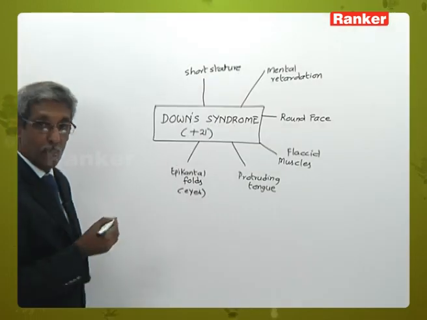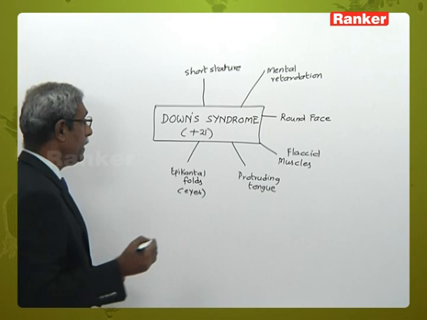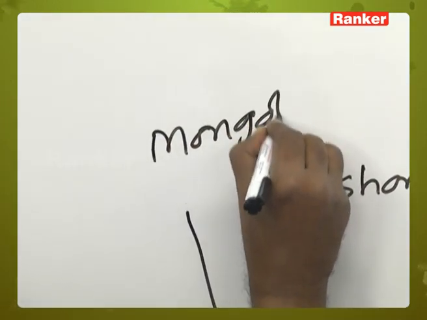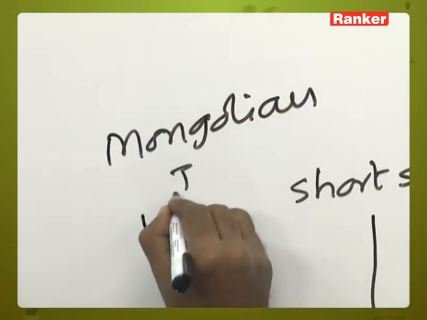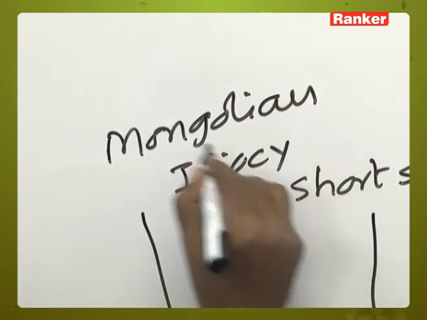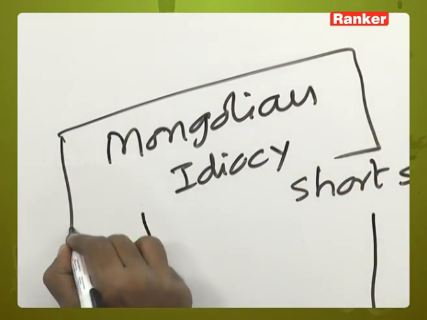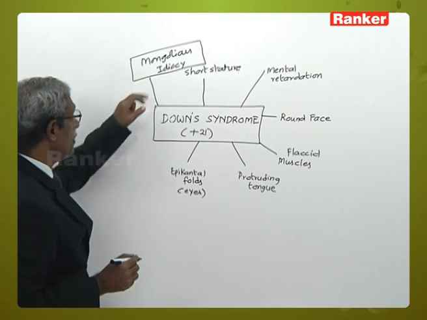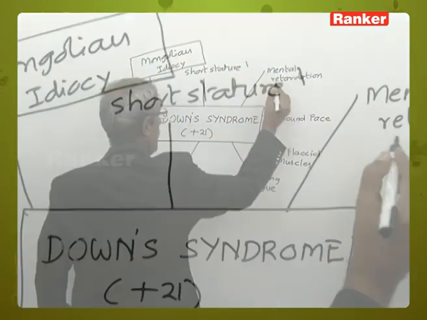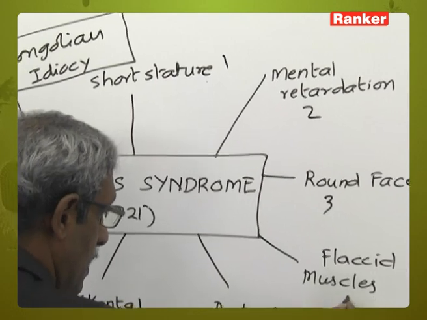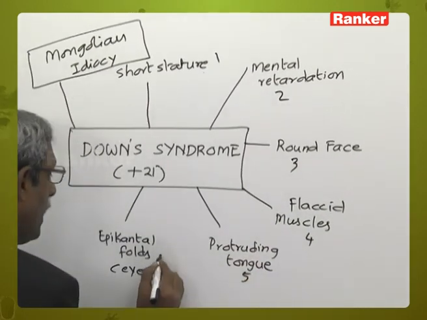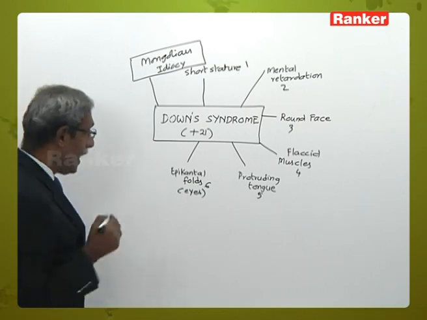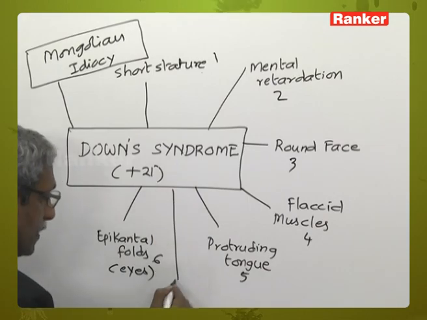The entire syndrome is otherwise termed as Mongolian idiocy. This is a popular bit which normally comes in a medical entrance. So, the Mongolian idiocy shows short stature, mental retardation, round face, flaccid muscles, protruding tongue, and epicanthal folds on the eyes. The lifespan of the individual is 8 to 10 years.